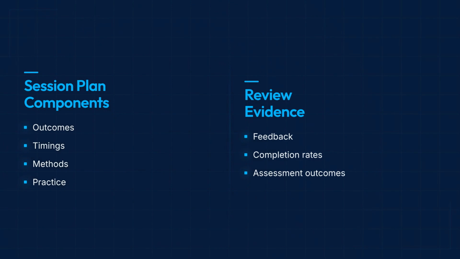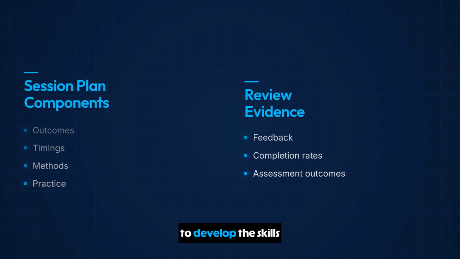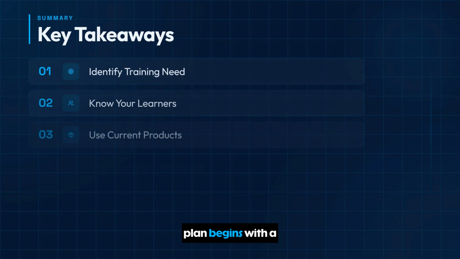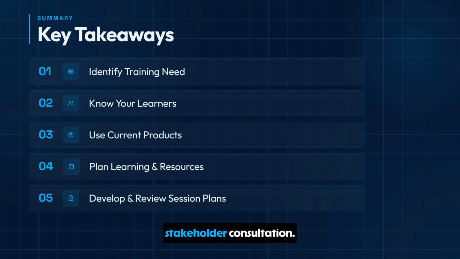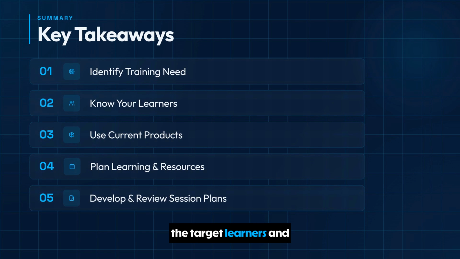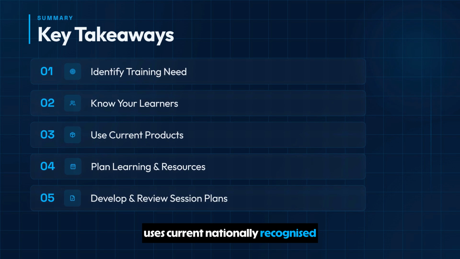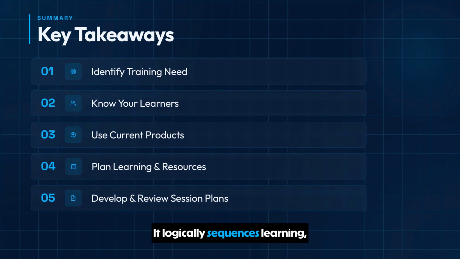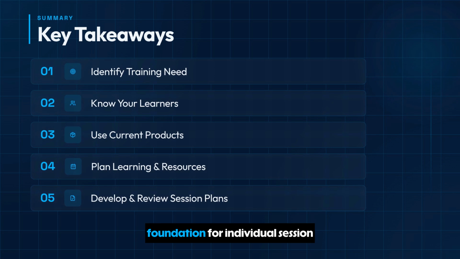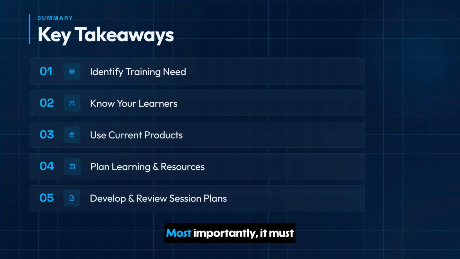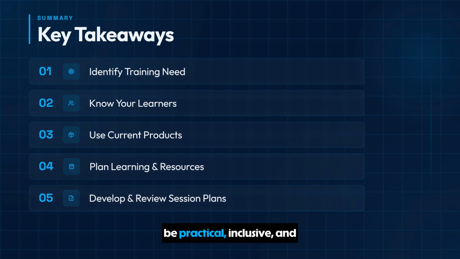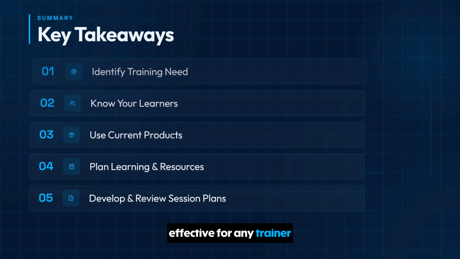Designing a vocational training plan is about creating an experience that gives learners a genuine opportunity to develop the skills required for vocational competence. To summarize, a strong plan begins with a clearly identified need and stakeholder consultation. It is based on a deep analysis of the target learners and uses current nationally recognized products. It logically sequences learning, includes appropriate methods and resources, and provides the foundation for individual session plans. Most importantly, it must be practical, inclusive, and effective for any trainer to implement.